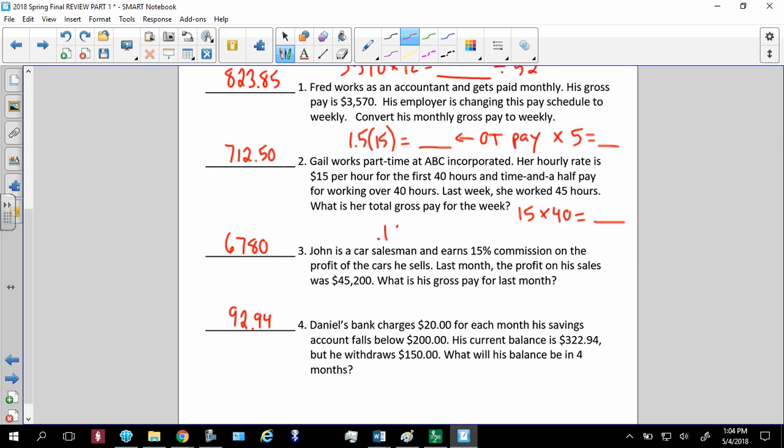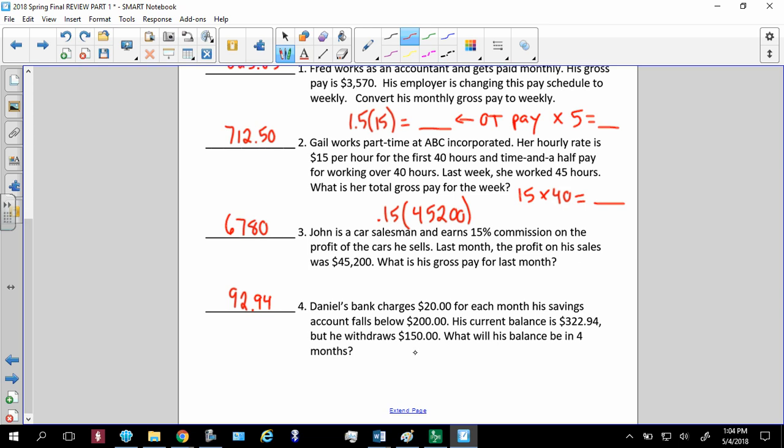John's a car salesman, 15% commission. That is 0.15 times his total sales, which is $45,200. There you go.